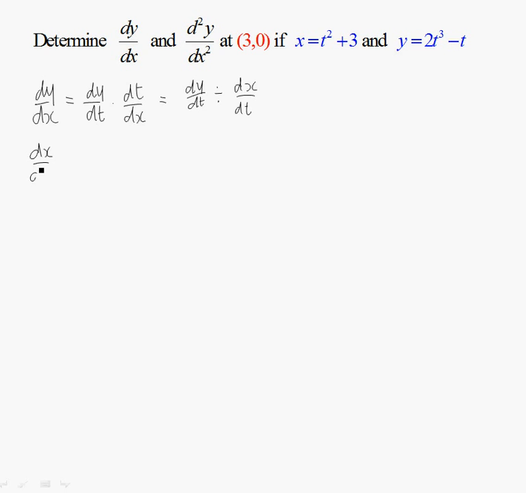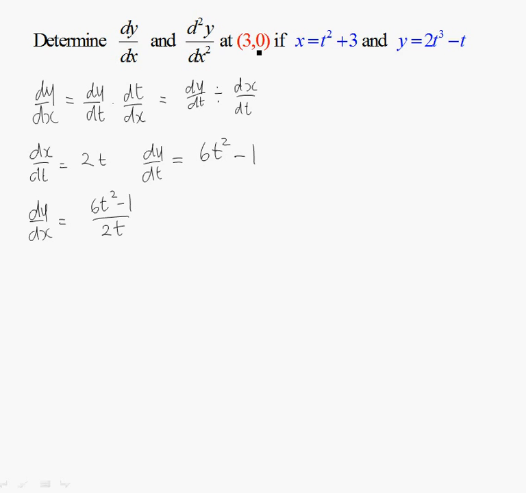dx by dt will be 2t, it's fairly straightforward. dy by dt will be, from up here, 6t squared minus 1. Okay, so that means that dy by dx will be 6t squared minus 1 divided by 2t. So that's dy by dx.